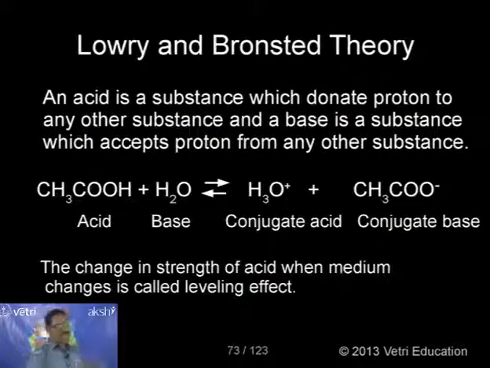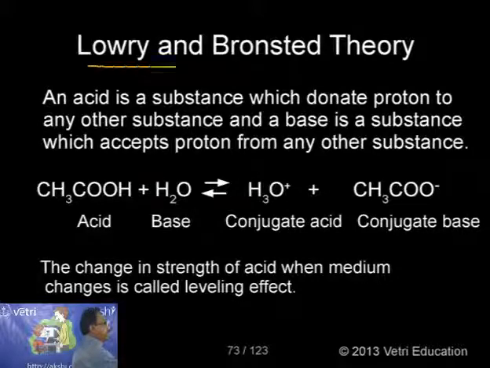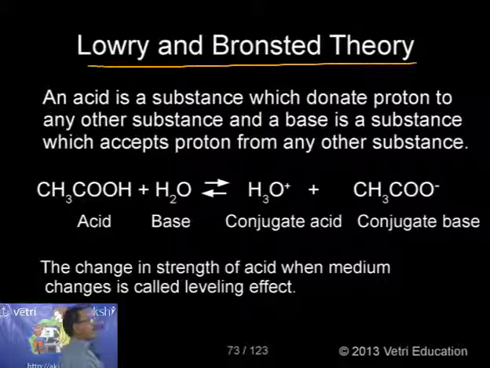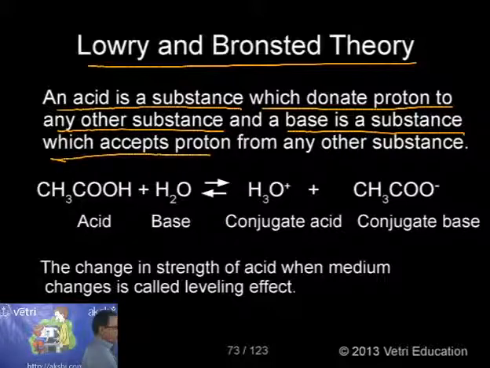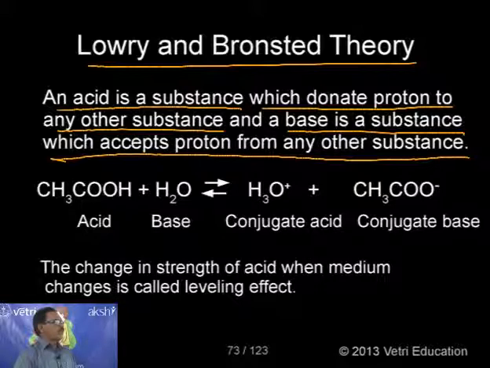In order to overcome this problem, let me go to the next theory, the Lowry and Bronsted theory. What does this theory say? According to Lowry and Bronsted theory, an acid is a substance which donates a proton to any other substance, and a base is a substance which accepts a proton from any other substance. A slight modification, very simple.